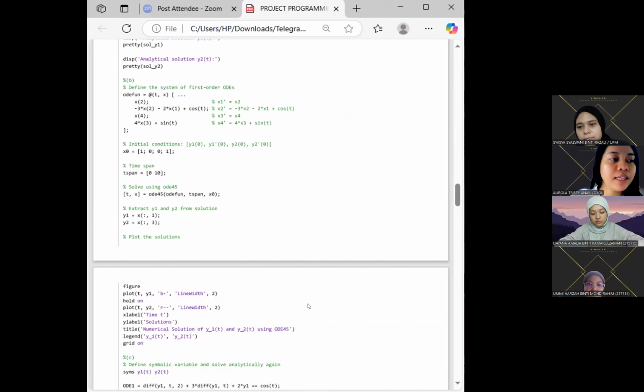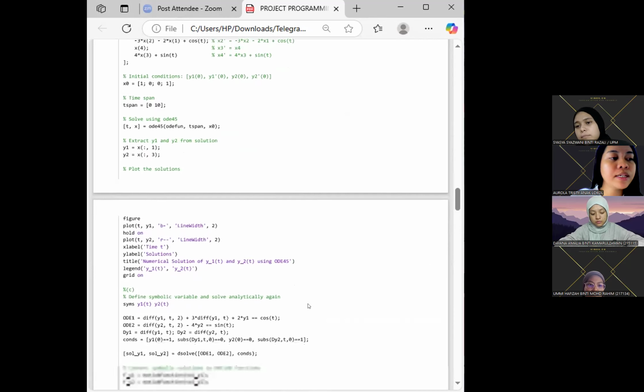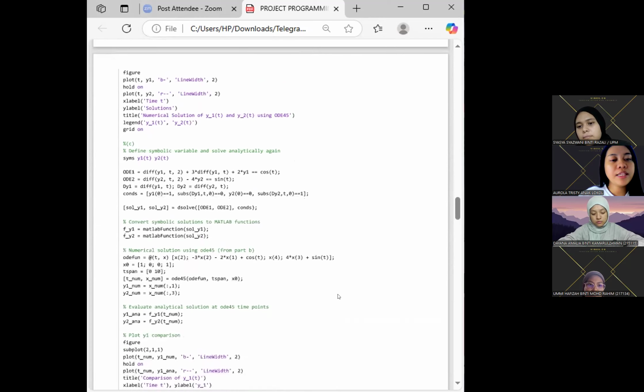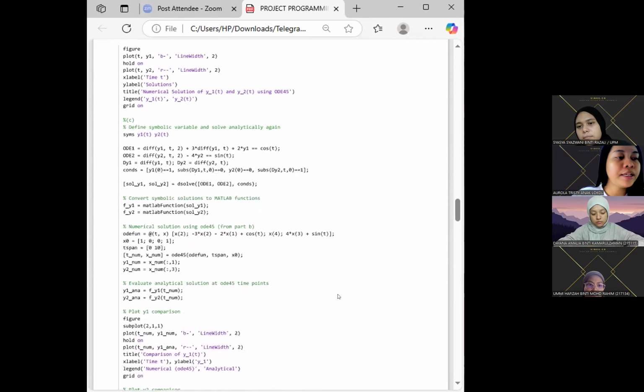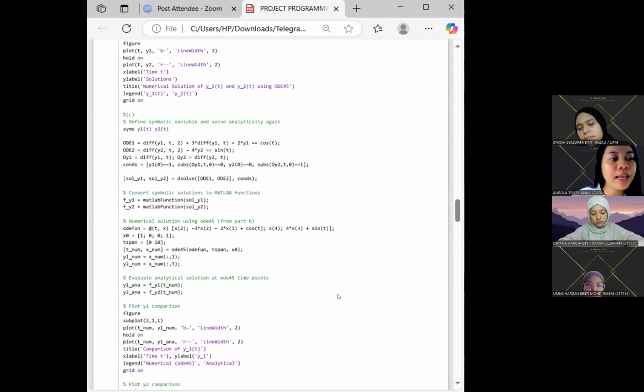Next, for part C, the question asks us to compare the analytical versus numerical solution. In this part, we compare the analytical solution from part A with the numerical results from part B. First, we convert the symbolic solutions sol y1 and sol y2 into MATLAB functions using matlabFunction. We then use ODE45 again to get the numerical solution just like before.